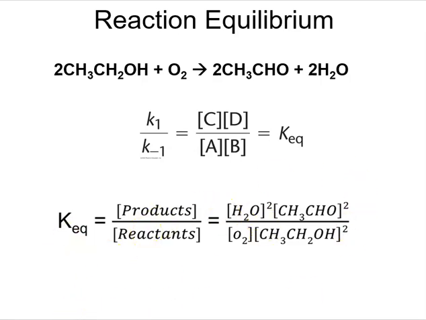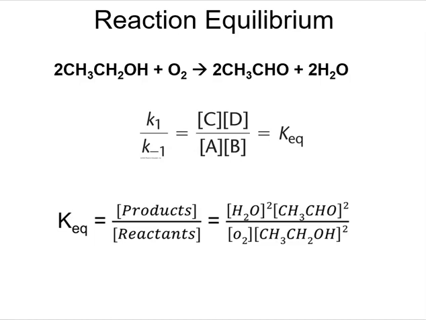So for example, let's pretend we have 4 moles of water, 4 moles of this aldehyde, half a mole of oxygen, and 1 mole of ethanol. So that would equal 128 molar. That would be our equilibrium constant, 128 molar.